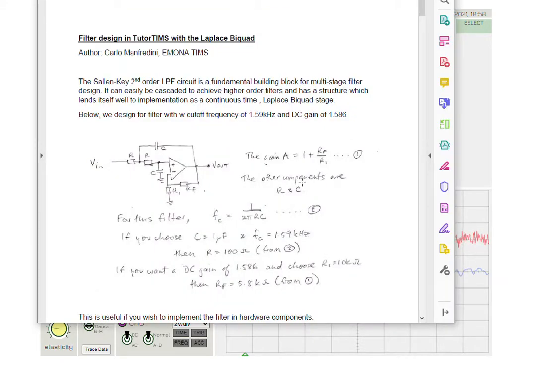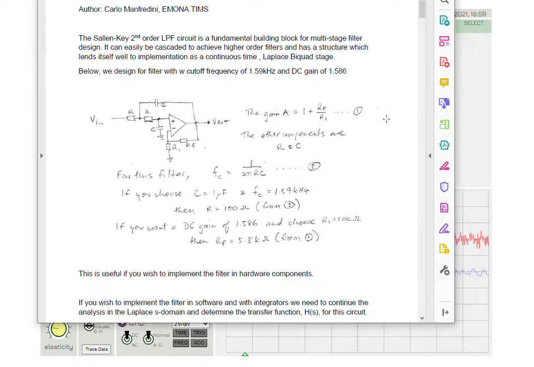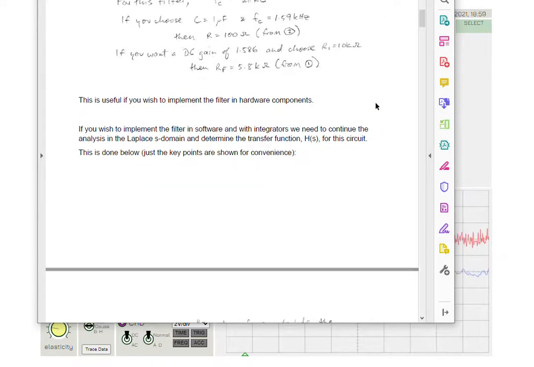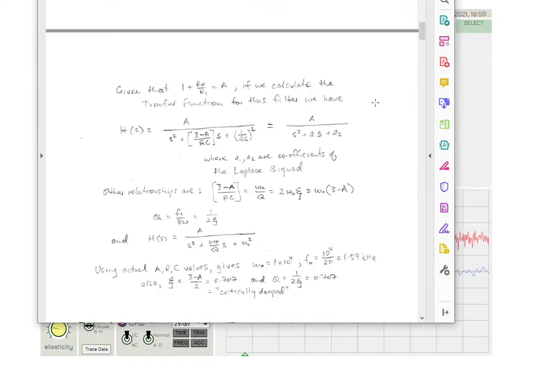Here we have a document where I'm discussing filter design in TutorTIMS with the Laplace Biquad. You can download this document for yourself from our website. We'll move quickly through it. Typical Sallen-Key filter. Choose some components. Set the cutoff frequency 1.59 kilohertz. All standard stuff. We end up with some components.